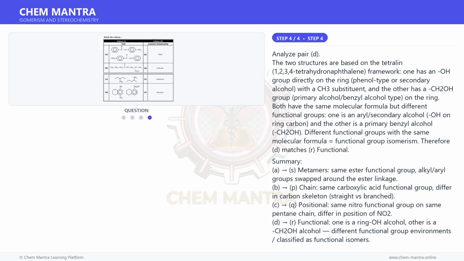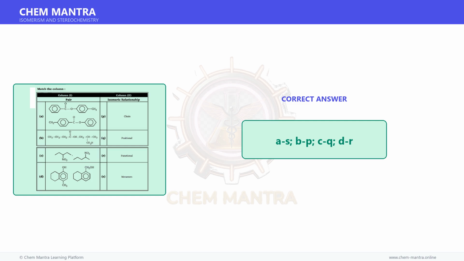D, R, functional: one is a ring OH alcohol, the other is a CH2OH alcohol, different functional group environments classified as functional isomers. Therefore, the correct answer is A-S, B-P, C-Q, D-R. The correct answer is shown on screen.